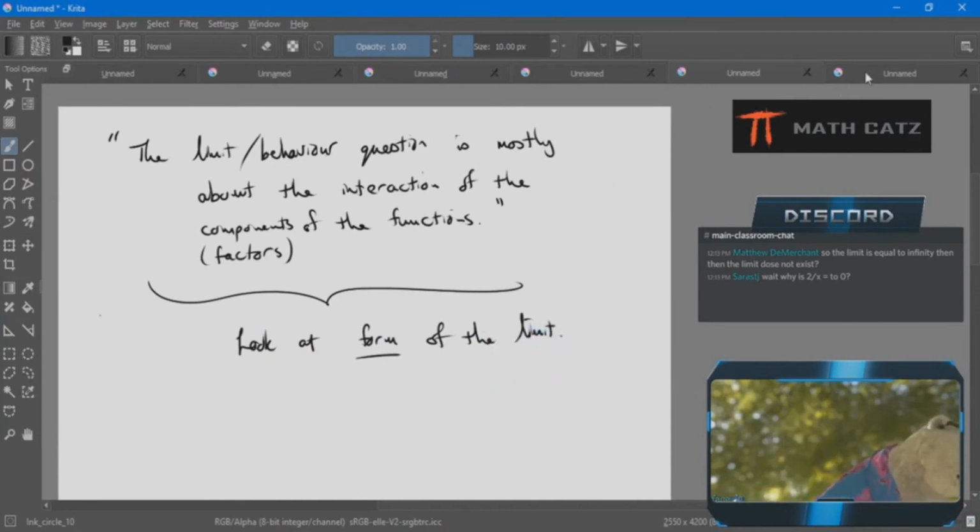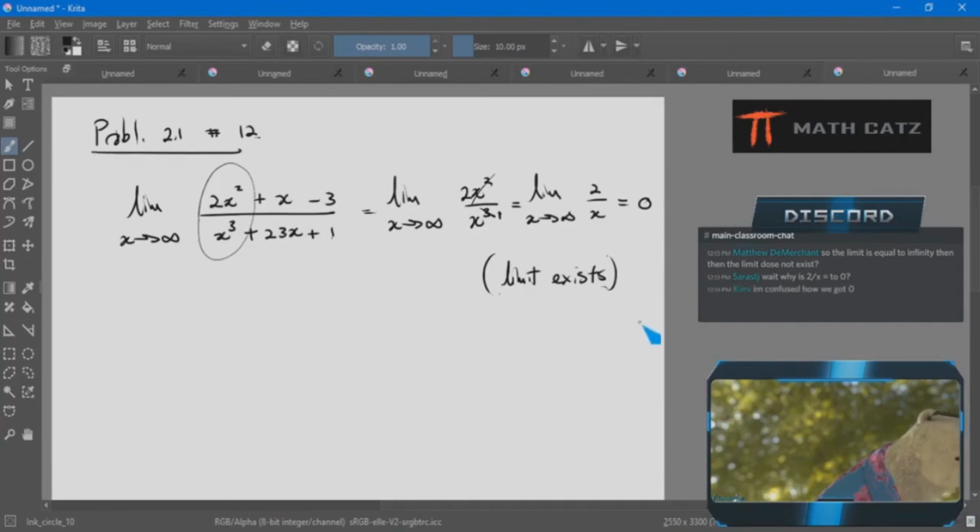These are things you're not going to find in a book, and it baffles me why they're missing, because they're extremely helpful. So helpful, I cannot live without the form of the limit. But let's just backtrack and check the chat question.